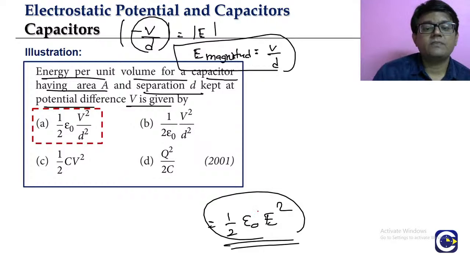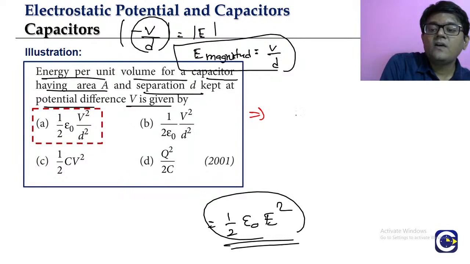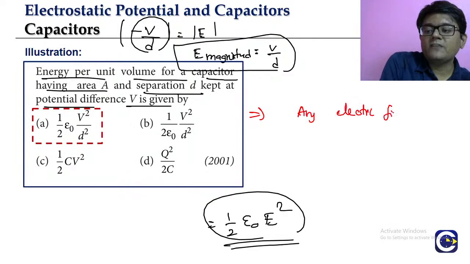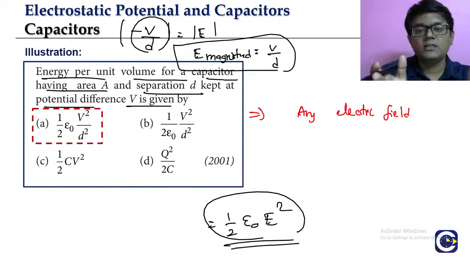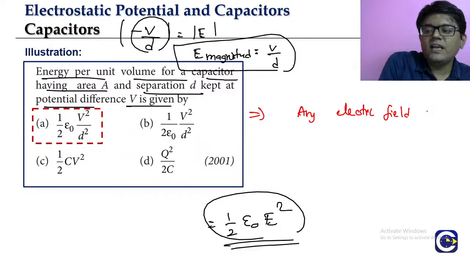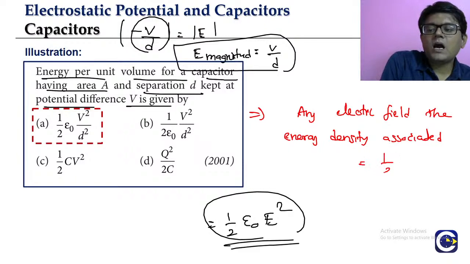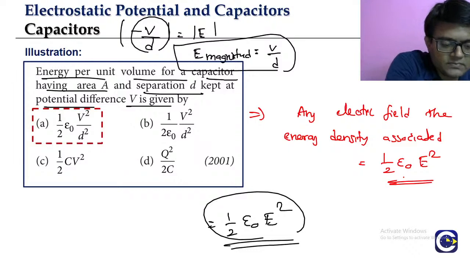The derivation we have done by using the parallel plate capacitor, but this is a very standard result for any electric field. Say you have an electric field in a region, then in that region there will be energy that is spread. For any electric field, the energy density associated will be half into epsilon naught into E square. It's a very standard result.